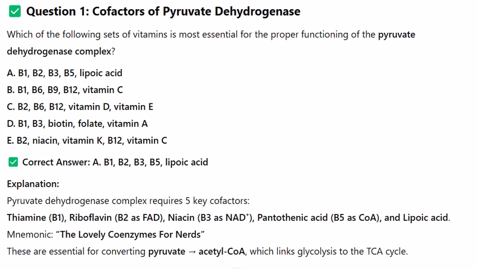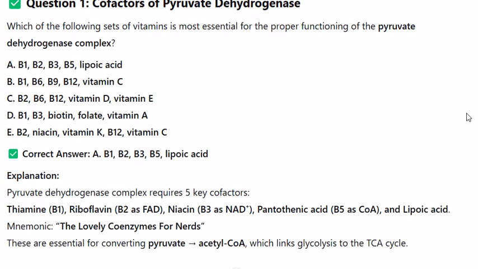Explanation. Pyruvate dehydrogenase complex requires 5 key cofactors: thiamine, B1, riboflavin, B2 as FAD, niacin, B3 as NAD, pantothenic acid, B5 as CoA, and lipoic acid. Mnemonic, the lovely coenzymes for nerds. These are essential for converting pyruvate to acetyl-CoA, which links glycolysis to the TCA cycle.